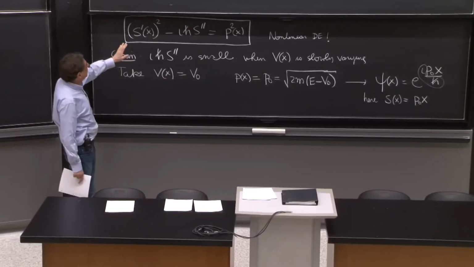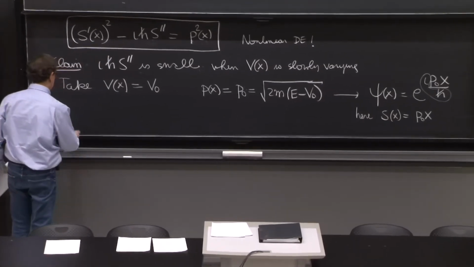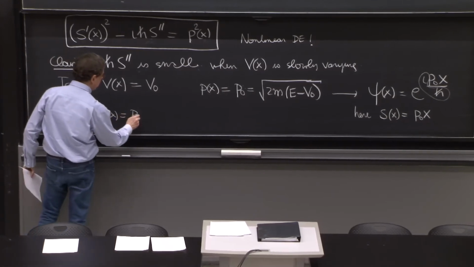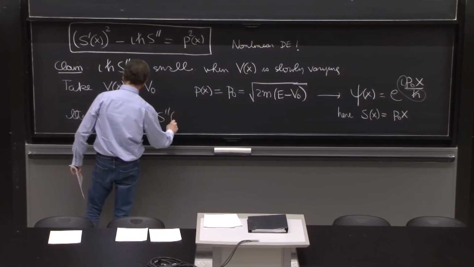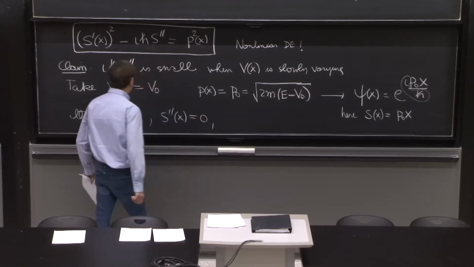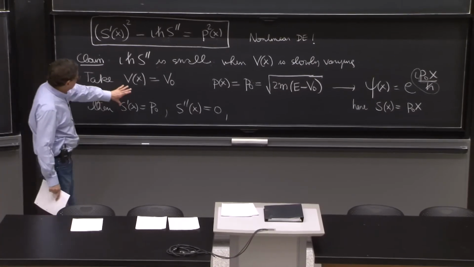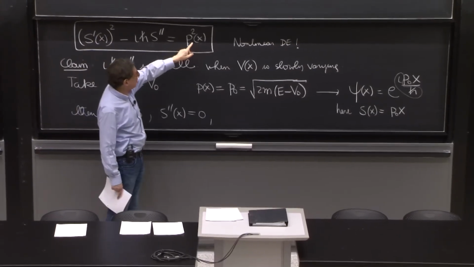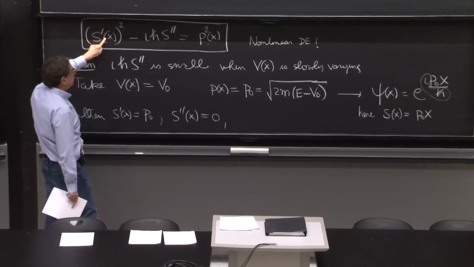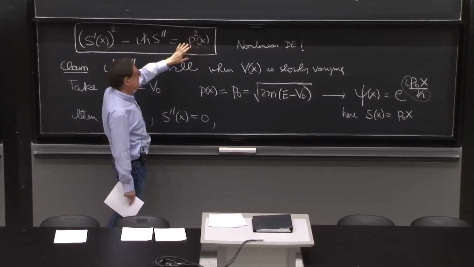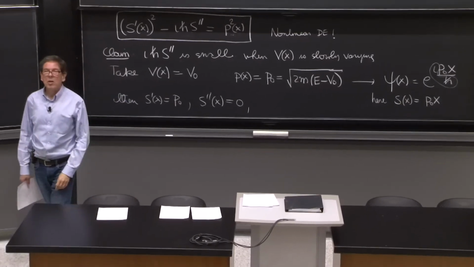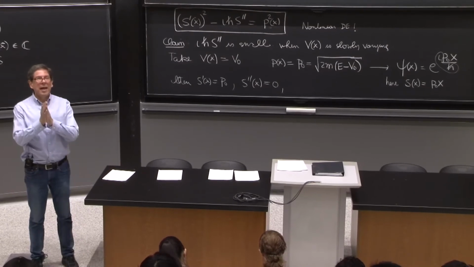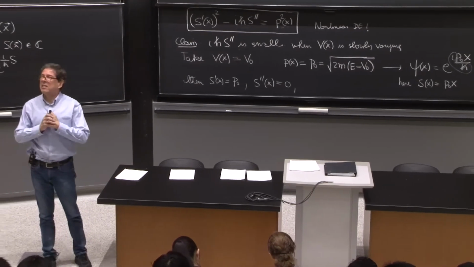And how does it manage to solve it? It manages to solve it because s prime of x is equal to p naught. S double prime of x is equal to 0. And the equation works out with the first term squared, p naught squared, equal to p of x squared, which is p naught squared. So the first term in the left-hand side is equal to the right-hand side. This term is identically 0. So when the potential is constant, that term, i h bar s double prime, plays no role, it's 0.